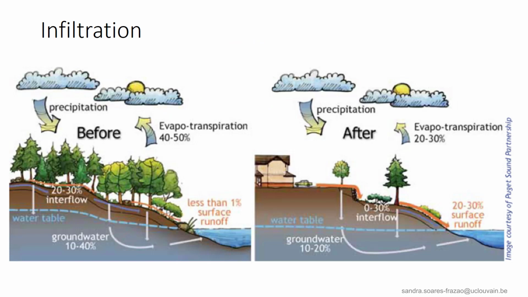These illustrations here summarize the fate of rainwater, comparing the situation before and after urban development. Before urban development, almost all the rainfall is taken up by plants, evaporates, or infiltrates through the ground, leaving less than 1% of surface runoff. After urban development, surface runoff increases significantly, while evaporation and infiltration into the ground decrease.